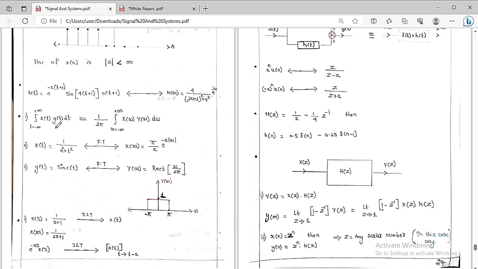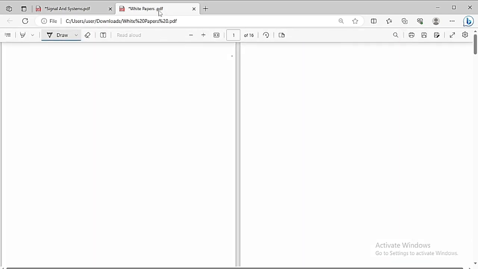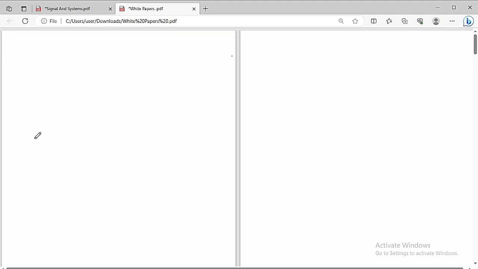So now the next is for x of t is equal to 1 by a squared plus t squared. The Fourier transform is x of omega is equal to pi by a into e to the power of minus a into mod of omega. So this I am going to derive. Listen carefully. You have to keep in your mind these basic things to get this one.